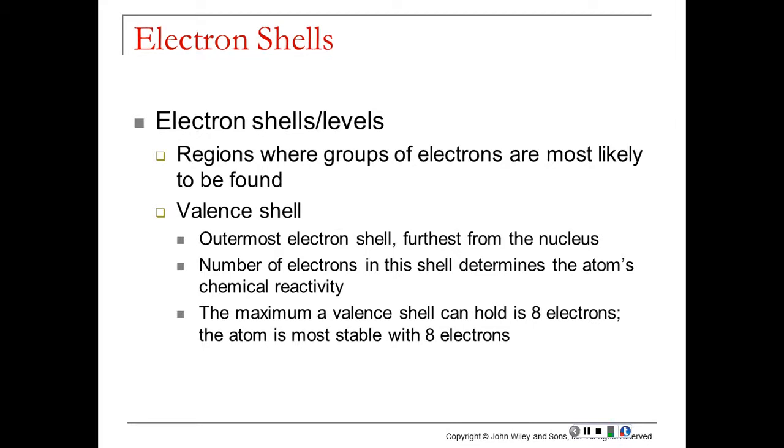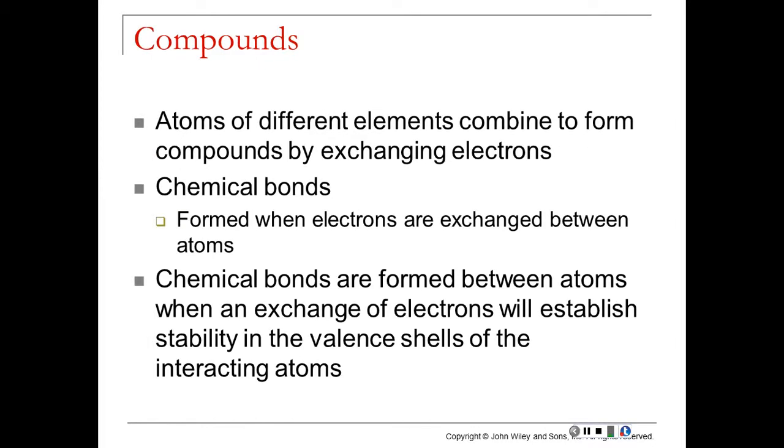The maximum number of electrons that can be in that valence shell is 8. So most atoms want to have 8 electrons in their valence shell. If they don't, then they're going to want to bond with other atoms so that they can create a situation where they have 8 electrons in their valence shell. Let's take a look at some examples.